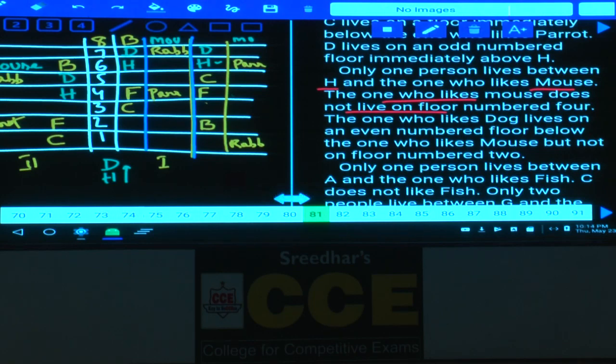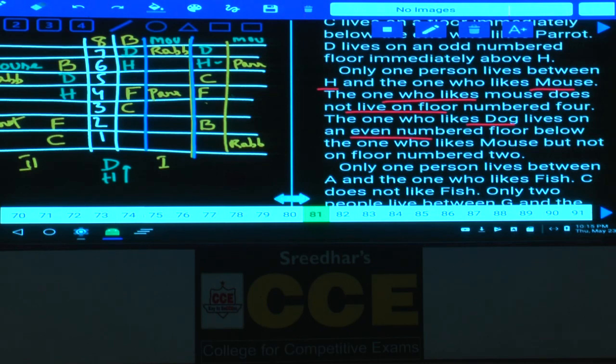As this is not possible here, the one who likes mouse must be on the top floor. Done? And again, mouse does not live on floor number 4, and the one who likes dog lives on an even number floor below the one who likes mouse. Dog is on an even number floor below mouse.